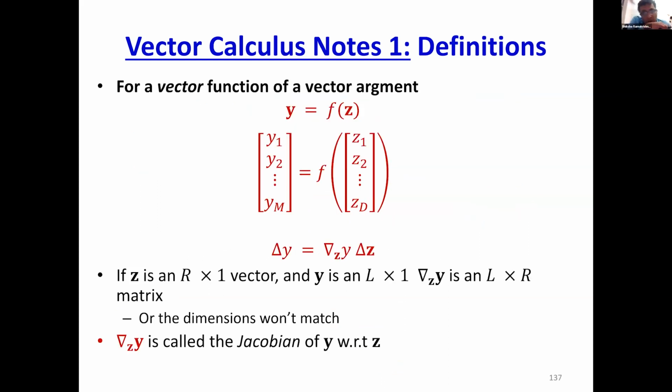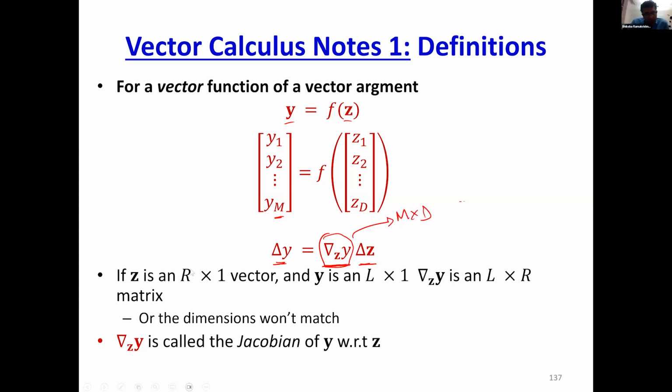Now, when I have a vector function of a vector argument, y is a vector now, z is a vector. So y has many components, z has many components. The number of components may not be the same in both. The same math holds. So when I'm speaking of the derivative of y with respect to z, it's basically this multiplicative term which multiplies delta z to give me delta y. So if y is an m component vector and z is a d component vector, what is the size of this derivative? It's got to be m cross d, otherwise things will not match.